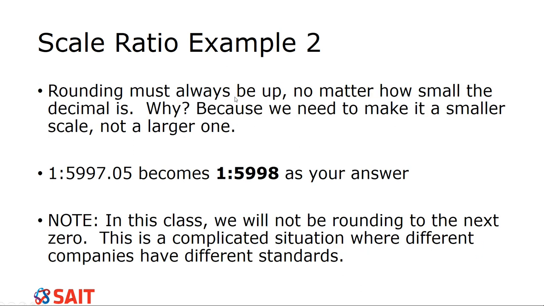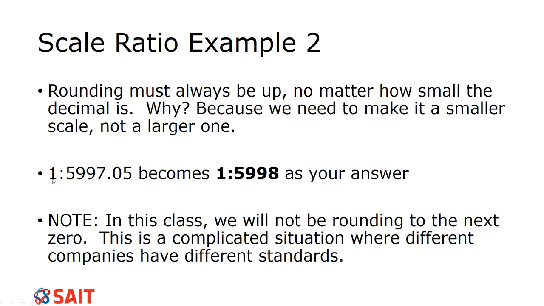So rounding must always be up, no matter what. If there's a decimal, you round up. The reason being, we need to make it a smaller scale, not a larger one, right? So we talked about that in the last objective, when I was talking about the difference between small and large scales. If you zoom in, your map falls off the paper. If you zoom out, the map stays on the paper. So we need the number, the denominator, to actually go up in value. So we always, always, always round up in scale ratios, no matter how small the decimal is.